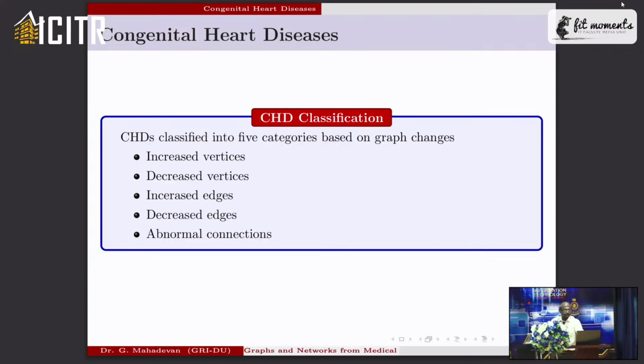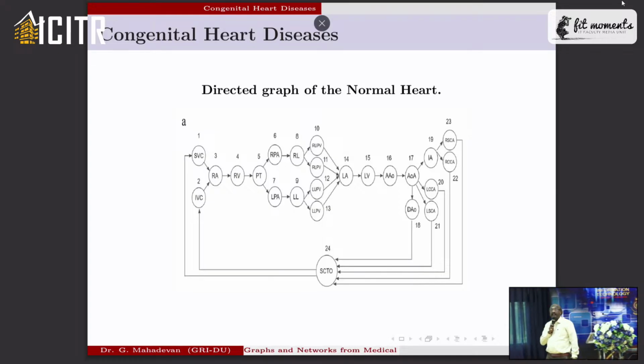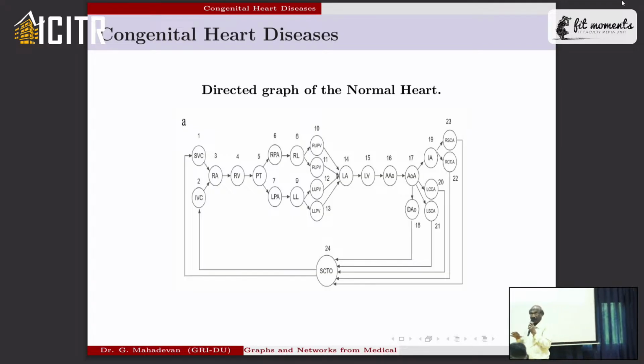This is the graph theoretical representation of the human heart, right? 24 holes are there, and arrow marks are there. For example, from 18 to 24 an arrow mark is there. That means your blood is flowing from here to here, but there is no arrow mark from RA to IV, right atrium to this part. There is no direct arrow mark because the blood is not flowing.